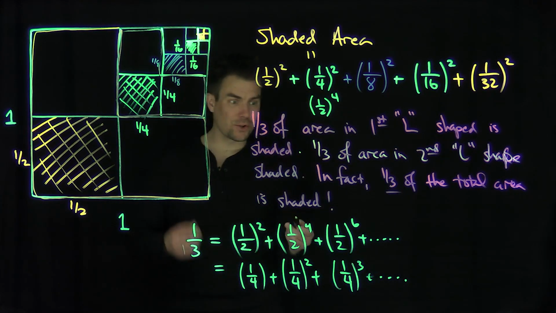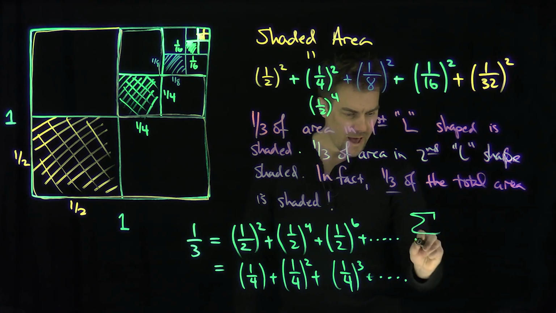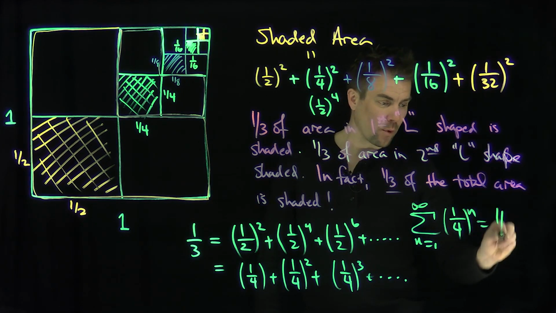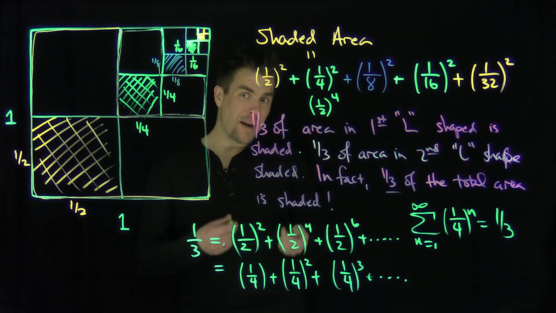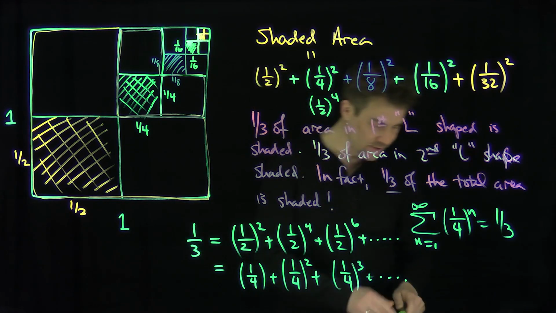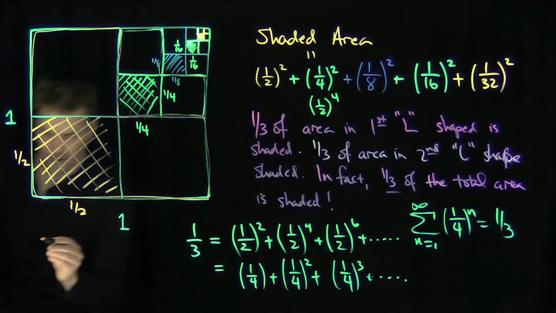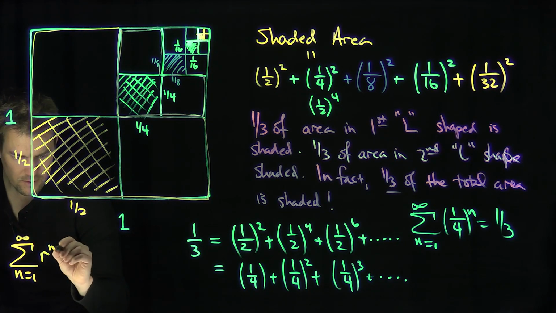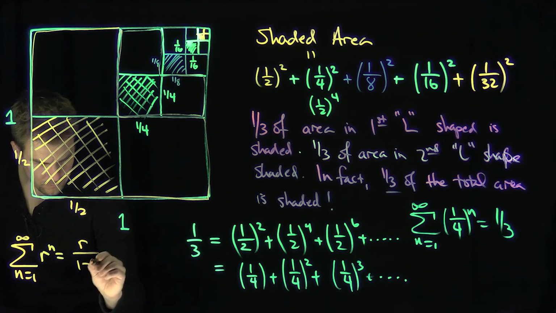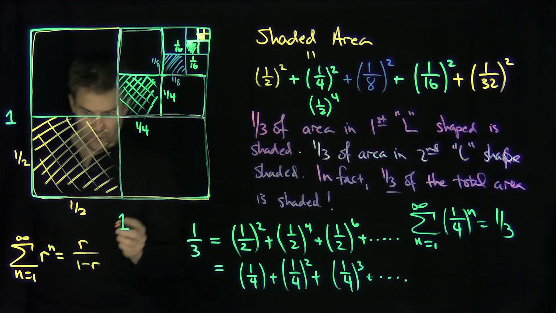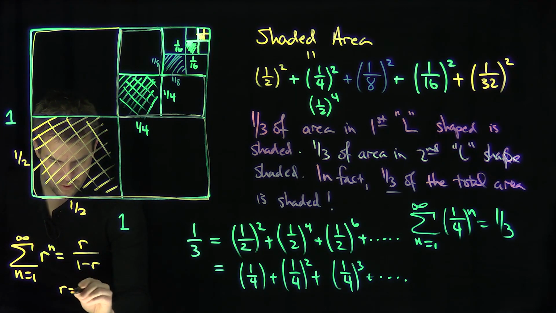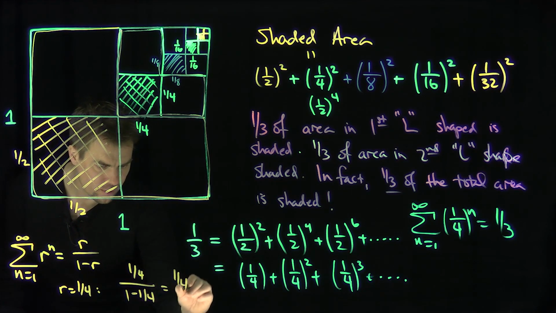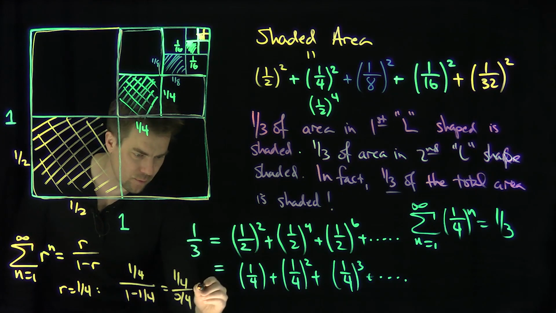So we've just shown using this picture that the sum from n equals 1 to infinity of 1/4 to the power n is equal to 1/3. And that matches with what we know about geometric series from the study of calculus. From calculus methods, the sum from 1 to infinity of r to the n, if r is less than 1, is r over 1 minus r. If I plug in r equals 1/4, we'll have 1/4 over 1 minus 1/4, which is 1/4 over 3/4, and that's equal to 1/3.